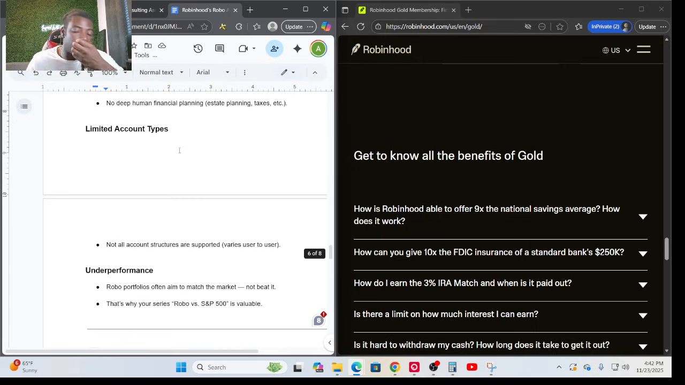Limited account types. Right now, I think they talked about having more account types in the future, but for now you only get about 4 different accounts to choose from. Like I told you: conservative, moderate, aggressive, and aggressive.